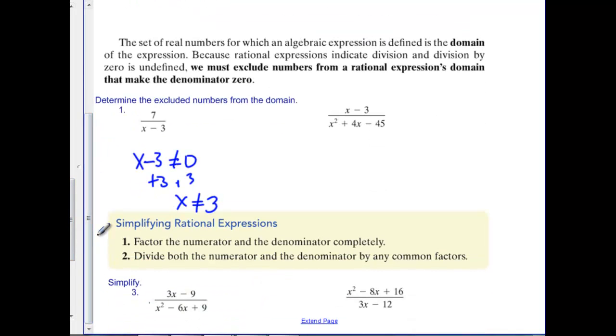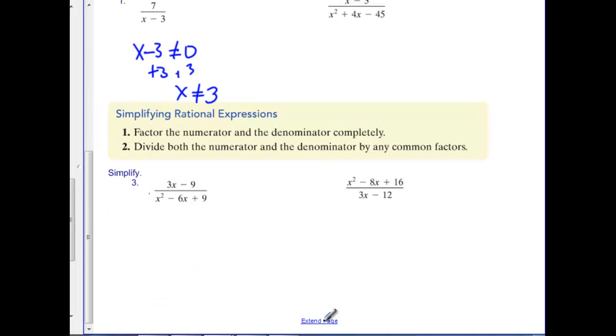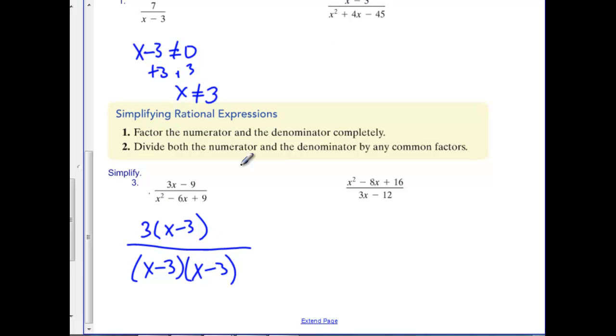Whenever we are dividing or simplifying, you're going to want to factor everything and scratch what matches. So on top, we're going to factor. We have 3x minus 3 over x squared minus 6x plus 9, which is x minus 3, x minus 3. And the x minus 3's match? Yeah. And that one's done.